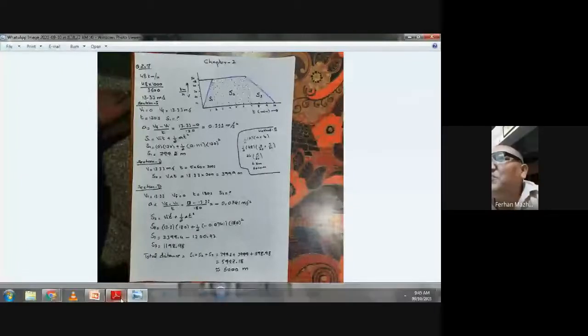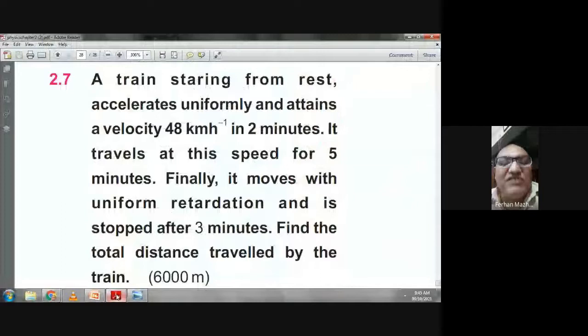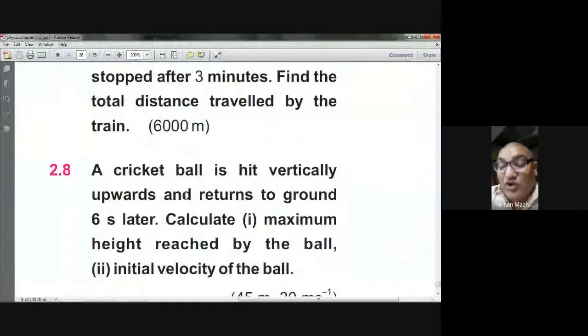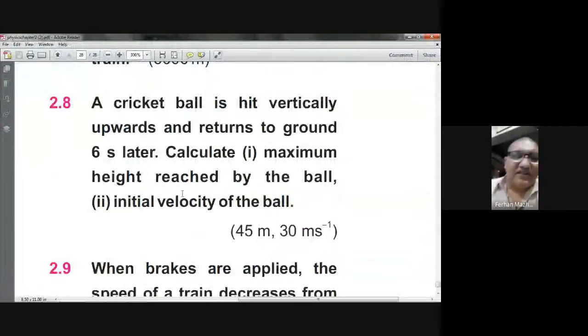Questions are a little tricky, but when you practice them and you actually get the concept, then they are very easy. Only 3 or 4 equations are being used here, and you just have to understand what the story is. A cricket ball is hit vertically upward and returns to the ground 6 seconds later. Calculate the maximum height reached by the ball, and the initial velocity of the ball.